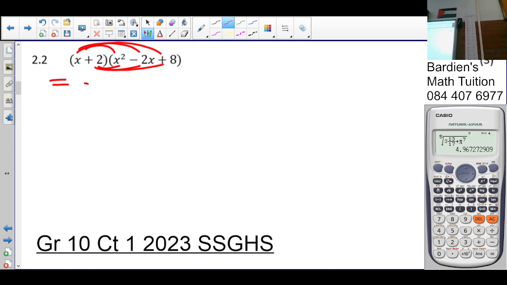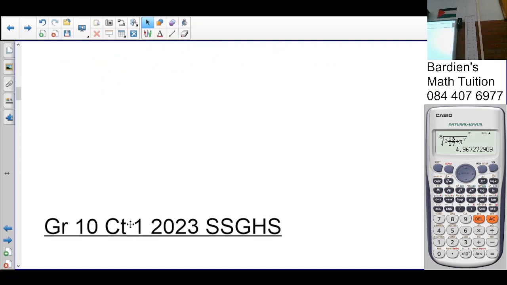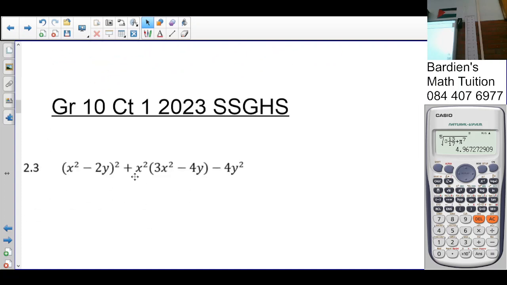Okay. So x times x squared is x cubed, x times negative 2x is negative 2x squared, x times 8 is 8x, 2 times x squared is 2x squared, 2 times negative 2x is negative 4x, and 2 times 8 is 16. Of course, we're looking for like terms. So you're going to get x cubed, negative 2x squared plus 2x squared cancel, 8x minus 4x will give you positive 4x, plus 16. And that gets you 3 marks. Okay. In the description box below, you'll find a link to the paper and its memo.